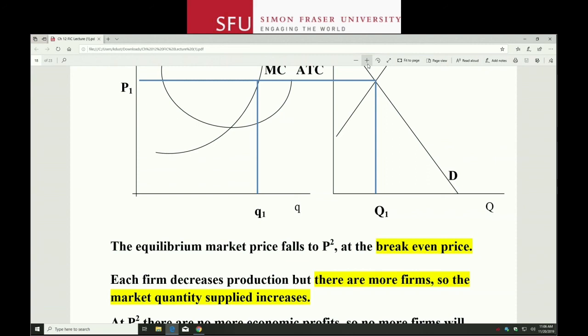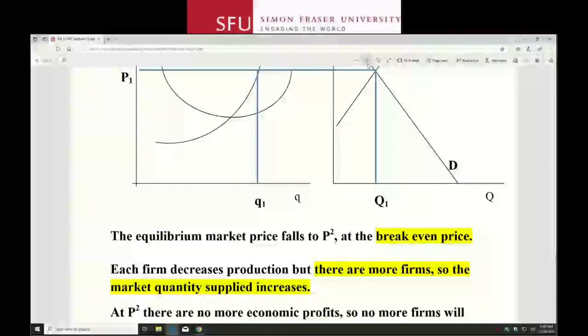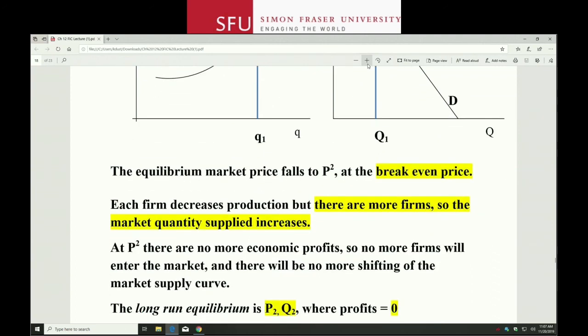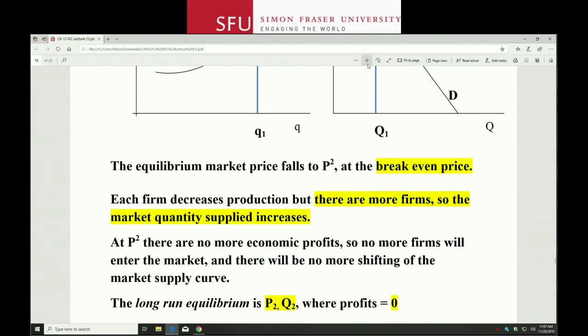Yeah. Okay, so each firm decreases production, but there are more firms, so the market quantity supplied has increased. And at this price, the break-even price, this will be a long-run equilibrium, because when the price is at that point, new firms will not have any motivation at all to enter the market. They're going to see that existing firms are just breaking even. So the people who want to start their own business will look for something else to produce. Okay, so the long-run equilibrium is at that P2, Q2, where the profits will be zero.